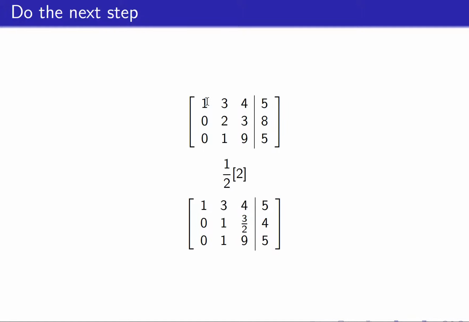So this one's already a 1. You don't need to do anything there. We've already cleared these to 0. All of that's done. I now need to go down to the right and make this one a 1. The proper thing to do is multiply this by 1/2, and that will make this a 1.